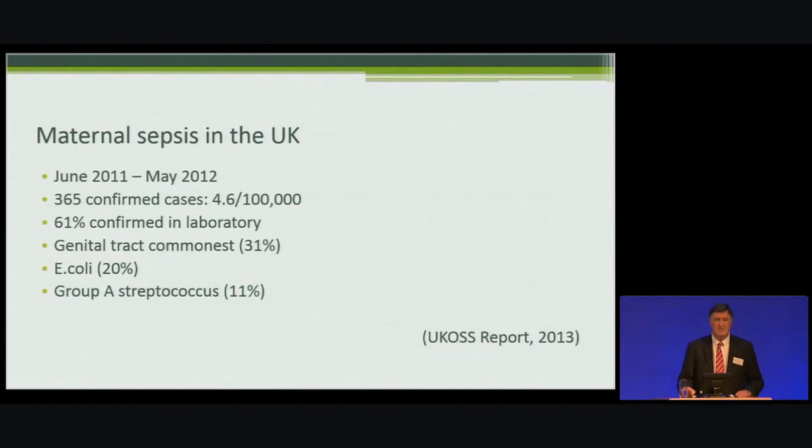In a national review of sepsis in Britain, only 61% of cases were confirmed in the laboratory. The commonest source was the genital tract, and the commonest organism was E. coli.